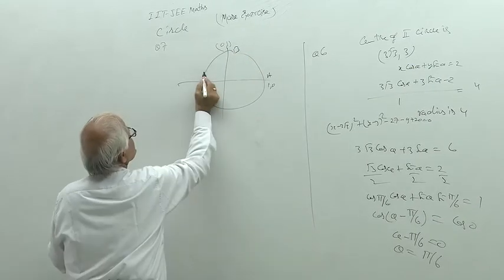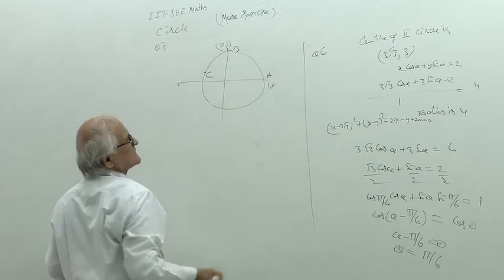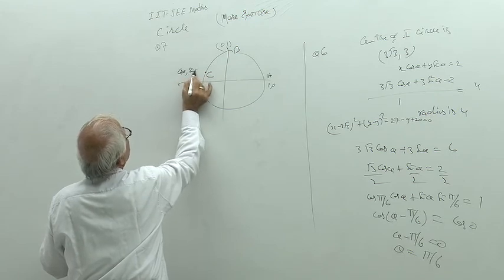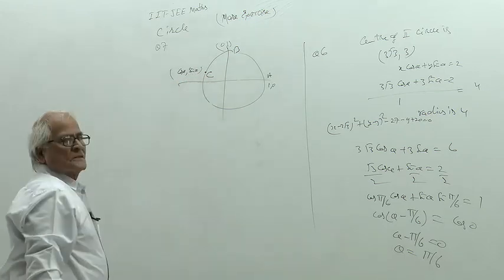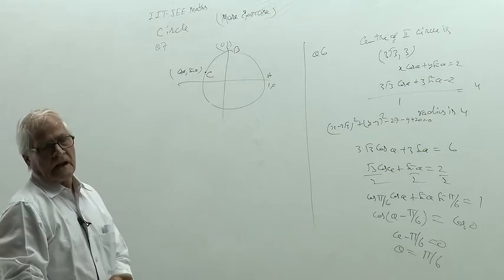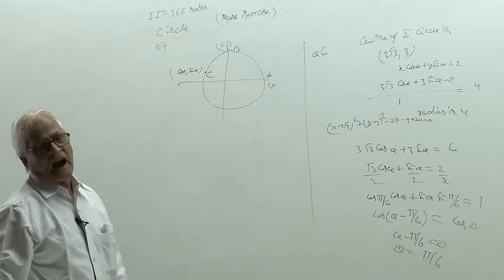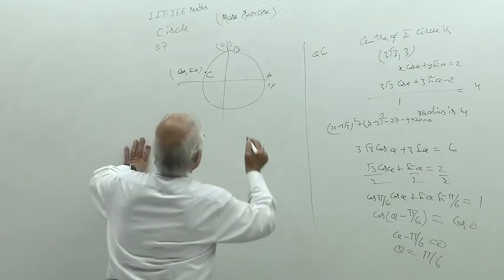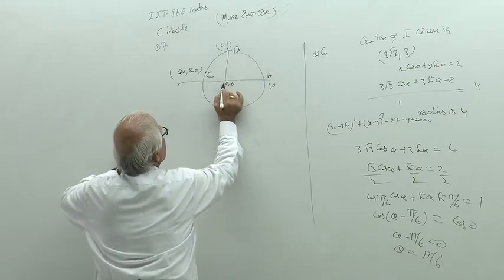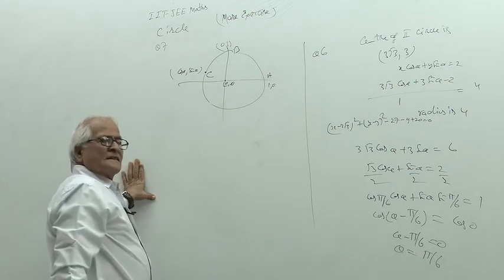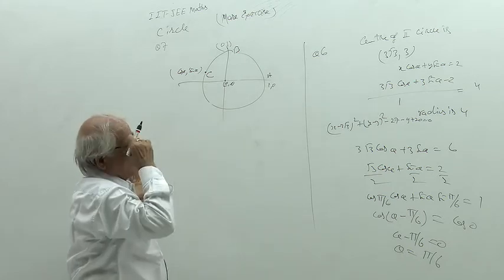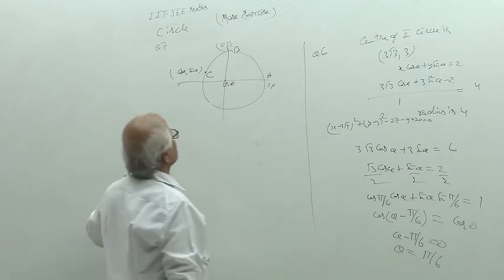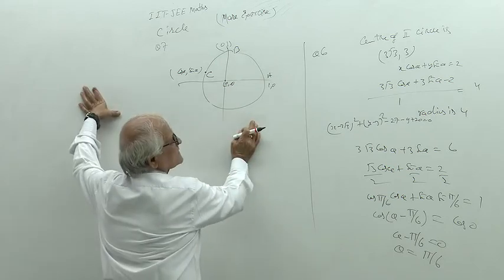And take another point C. Suppose C is here. This is cos theta and sin theta. Suppose this is on the circle. We can have r cos theta, r sin theta, where r is 1. Therefore, cos theta, sin theta lies on the circle. Now take this. This is the circumcenter. This is the center of the circle. Therefore, the origin is also the center of the circle.